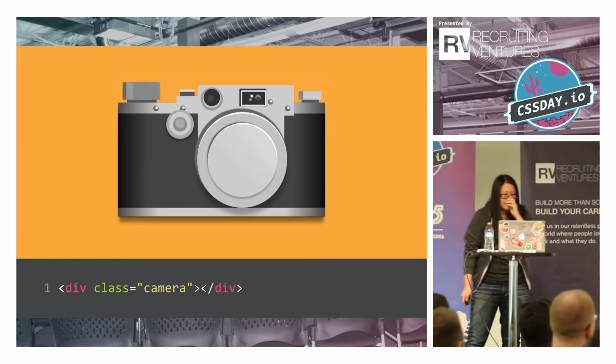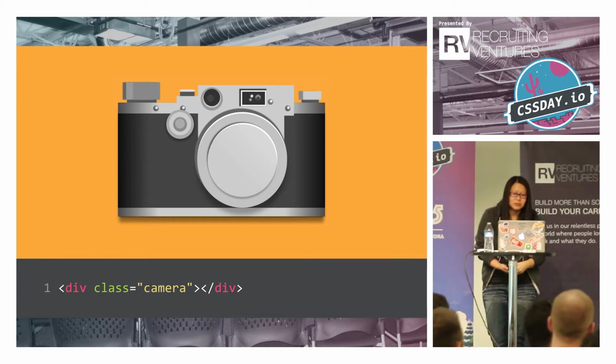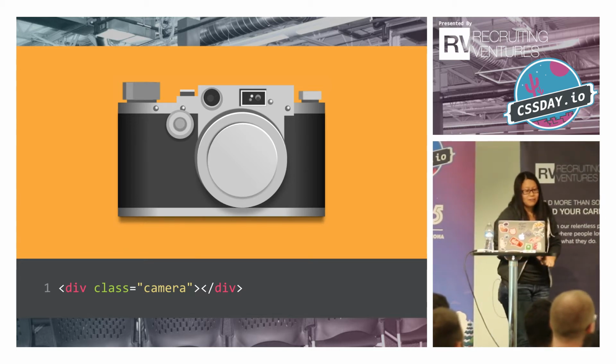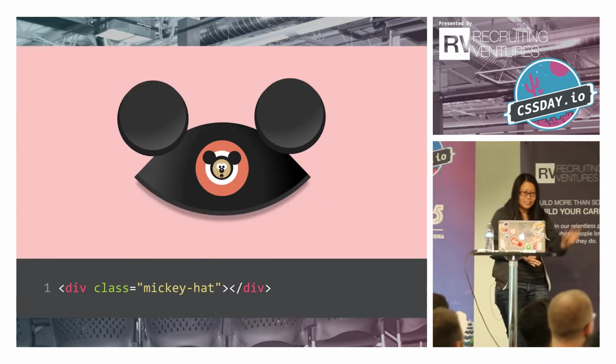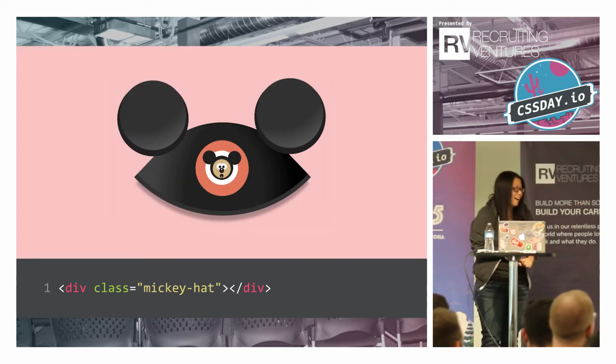So this is the first one I did. It's a camera, just div class equals camera. An iPhone battery, single div. For any Disneyland fans out there, a single div Mickey hat.